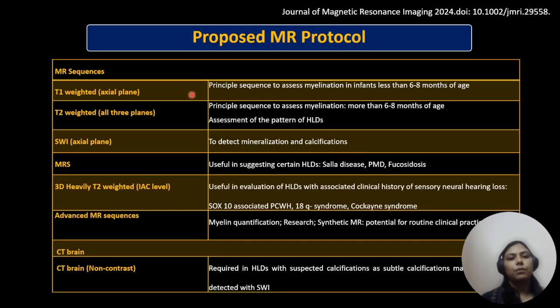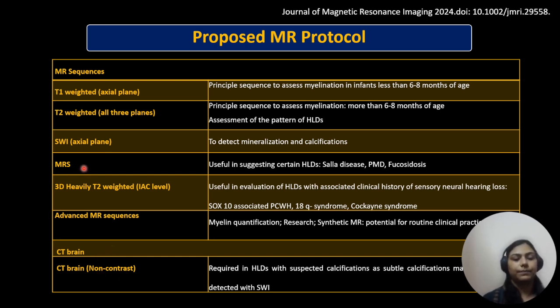Whenever we are assessing hypomyelinating leukodystrophies, T1 and T2 weighted sequences remain the principal ones to assess hypomyelination. Apart from that, susceptibility weighted imaging may be quite useful to detect mineralization and calcifications. However, certain cases may not show blooming on SWI but may show calcifications on non-contrast CT brain.